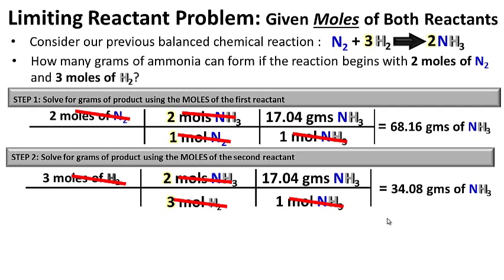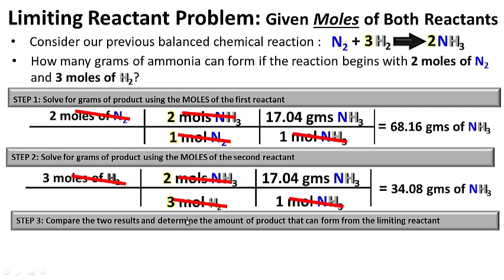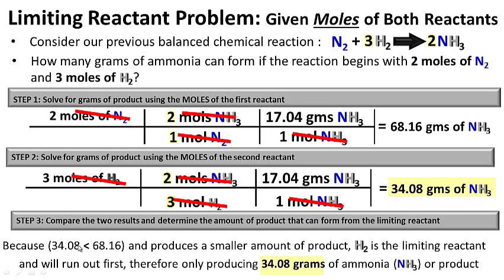All right, so step 3, compare the two results and determine the amount of product that can form from the limiting reactant. Because 34.08 is less than 68.16 and produces a smaller amount of product, NH3, H2 is the limiting reactant and will run out first, therefore only producing 34.08 grams of ammonia. So this is how much ammonia can form because our H2 runs out first.